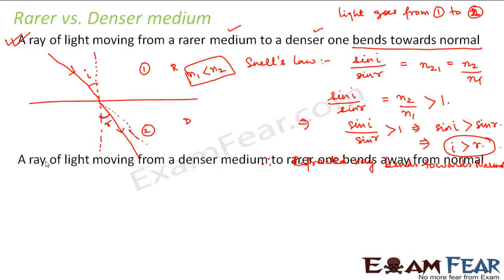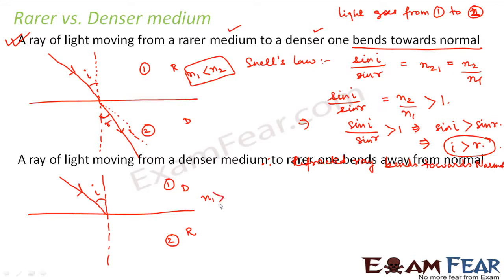Now let us look at the next one. It says that a ray of light moving from a denser medium to a rarer medium bends away from the normal. Here also let us look at the same scenario. Suppose this is medium 1, this is medium 2, and this is the normal. This is a ray of light making an angle i. But in this case this is the denser medium and this is the rarer medium. That means here n1 is greater than n2, so n1 by n2 is greater than 1.